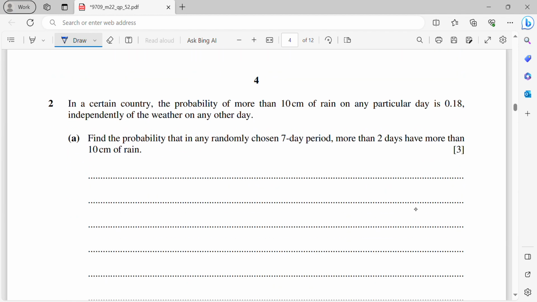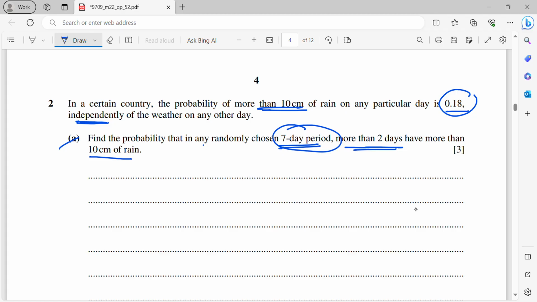Now, question 2. In a certain country, the probability of more than 10 centimeters of rain on a particular day is 0.18, independently of the weather on any other day. A. Find the probability that in any randomly chosen 7-day period, more than 2 days have more than 10 centimeters of rain. Obviously this is a binomial distribution because you are considering 7 days, and the probability of having more than 10 centimeters of rain is 0.18.